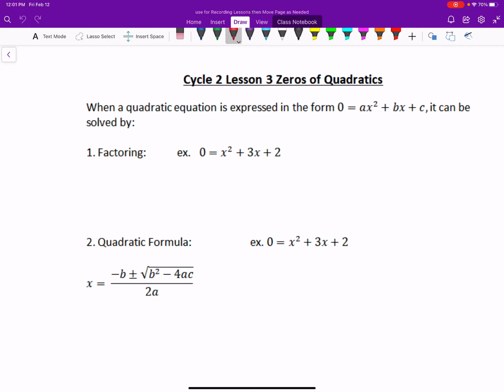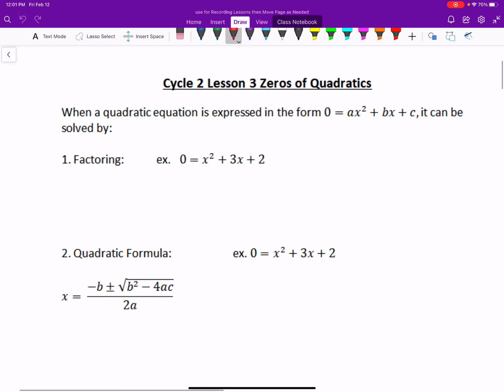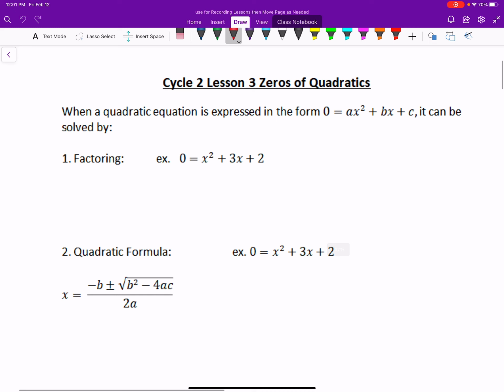In Cycle 2, Lesson 3, we're going to be working with quadratics again. We're going to be solving some problems. We're just going to sort of continue. Some of this will be a review of grade 10 still, and some of it will again be extension, as we've done in some of our previous lessons involving quadratics in this course. So there's going to be a few different things.